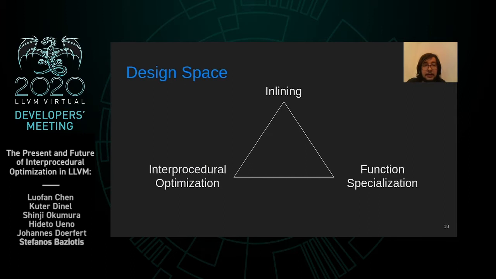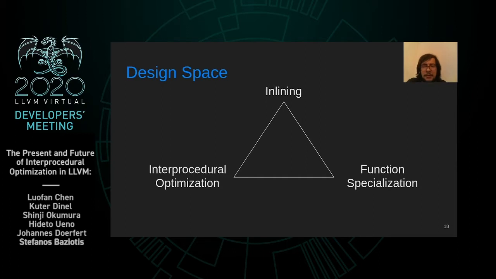Hello, my name is Kuter. Now I'm going to talk about the design space of IPO. We can actually think of it as a triangle, where on one side there are interprocedural optimizations, things like argument promotion, IPSCCP, classical things that propagate information between callee and caller. On the other side, we have inlining, which essentially eliminates the call edge by copying code from the callee to the caller. But that can result in code bloat, which can have bad effects in terms of memory locality and compile time, simply because we have more code.